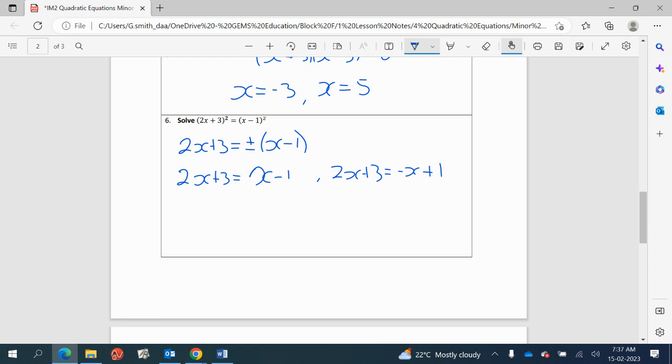Rearranging, if I take the x's across, I'm going to get an x here on this side. If I take the 3 by subtracting 3, I'm going to get minus 4. On this one, if I take the x across, I get 3x this time. And if I take the plus 3 across, I'm going to get minus 2. If I divide through now by 3, I'm going to get x is equal to minus 2 divided by 3.